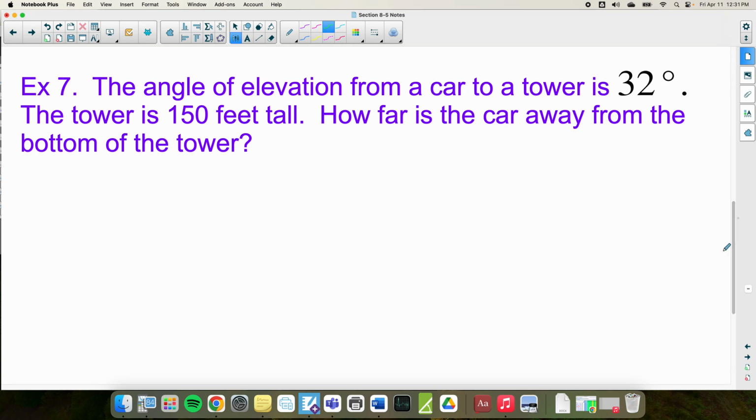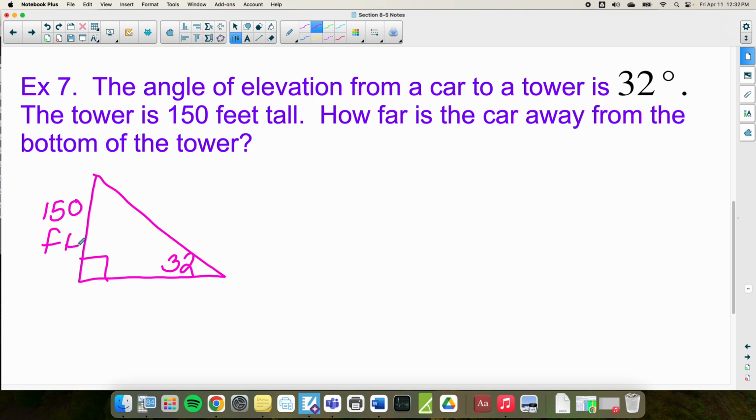Okay, all right, the angle of elevation from a car. Guys, when I'm up here teaching, you're not talking, okay? The angle of elevation from a car to a tower, so this is my tower over here, is 32 degrees. The tower is 150 feet tall. How far, and by the way, this is the car, how far is the car away from the bottom of the tower? Isn't that going to be this, right? So isn't it tangent again? Tangent 32 equals 150 over x.